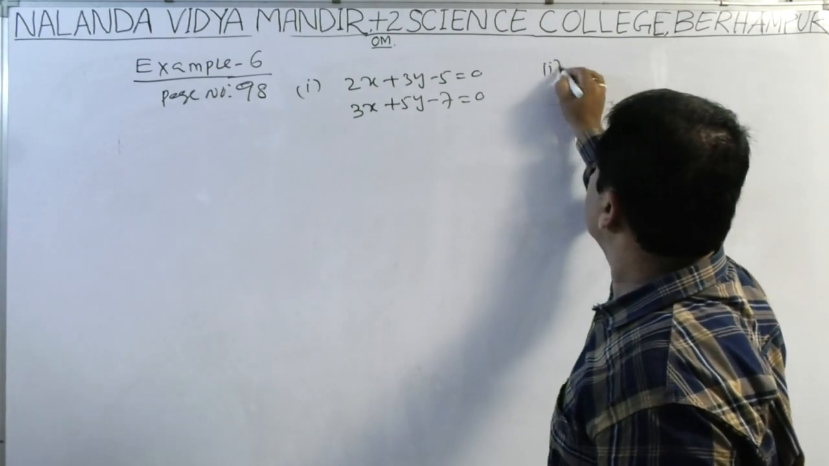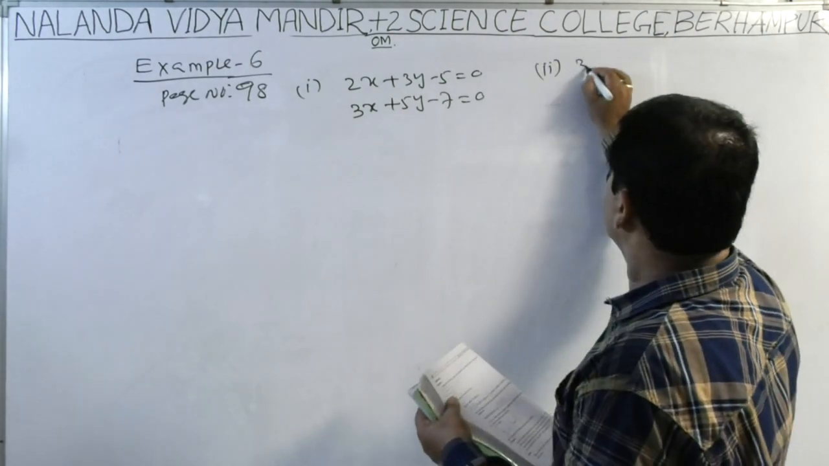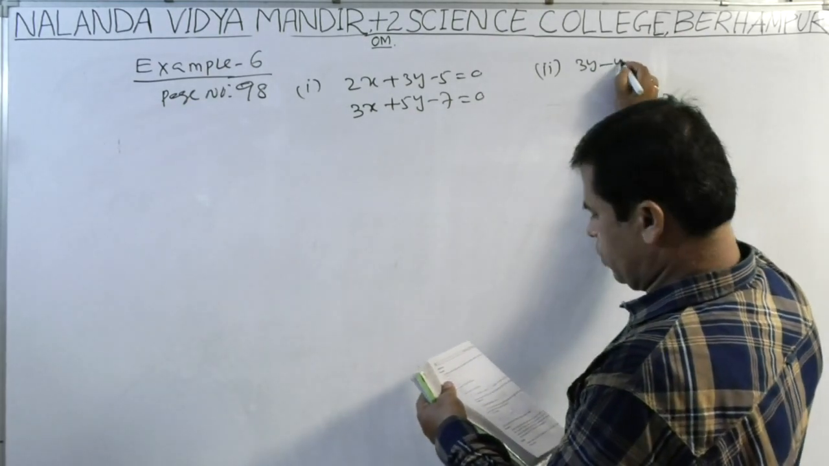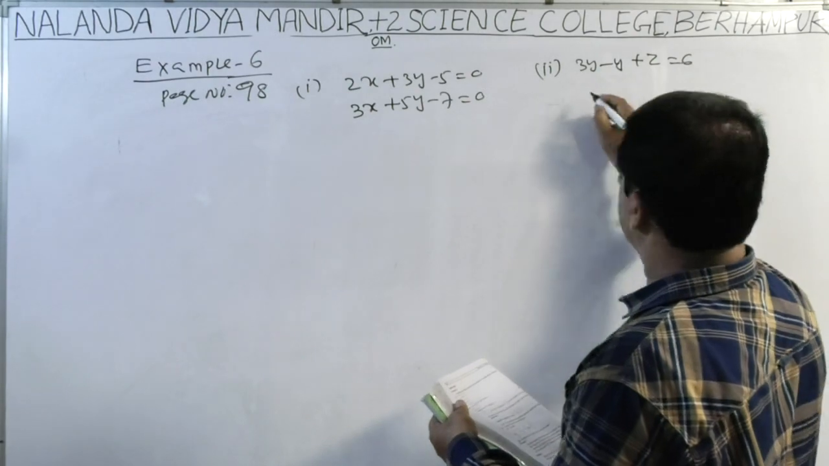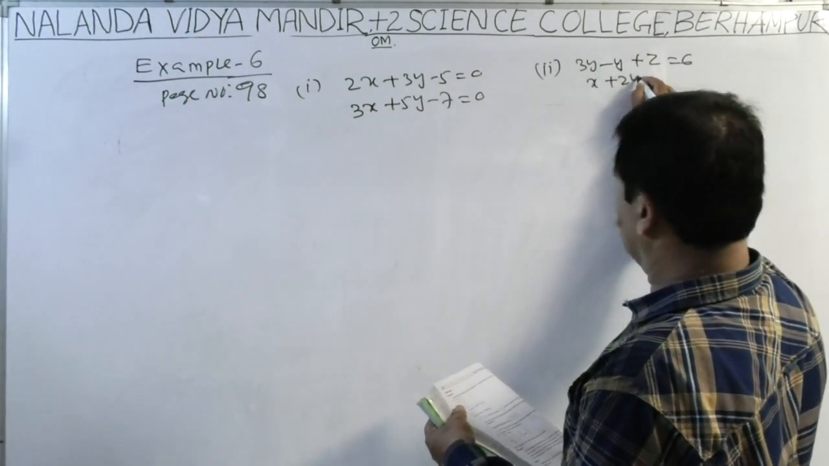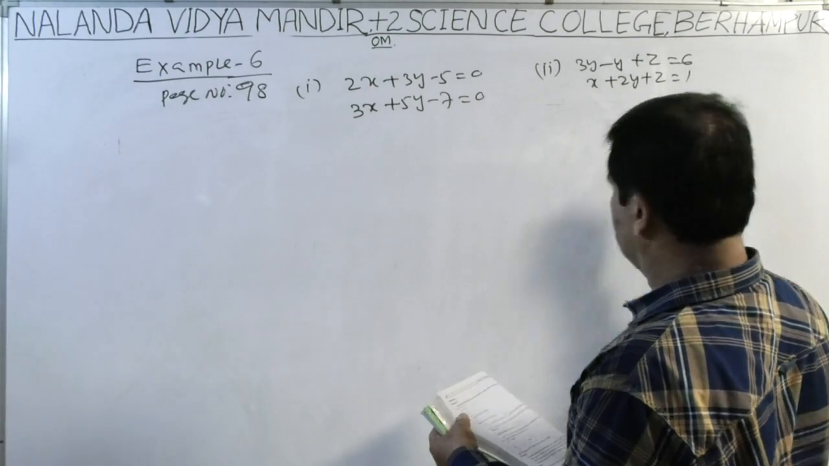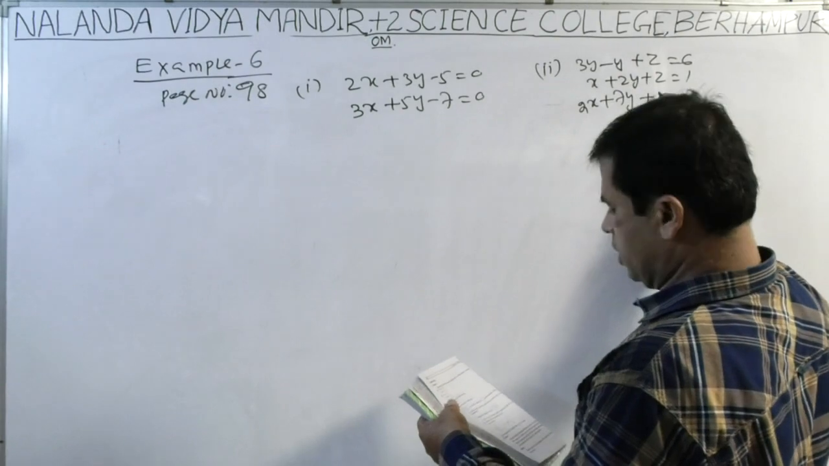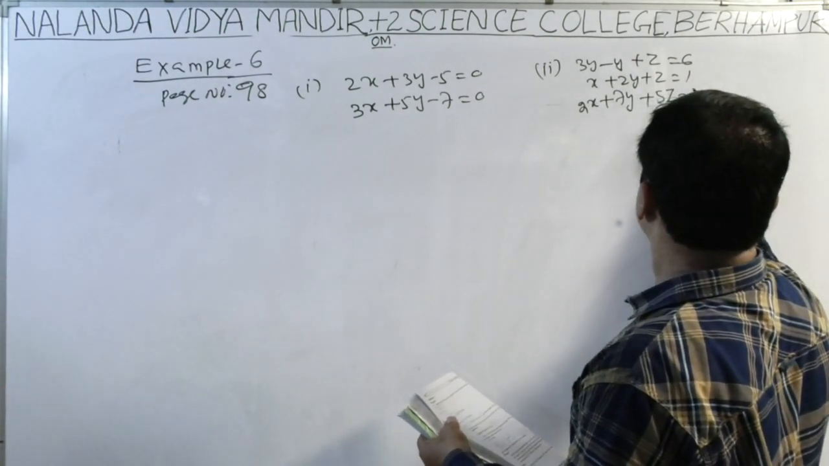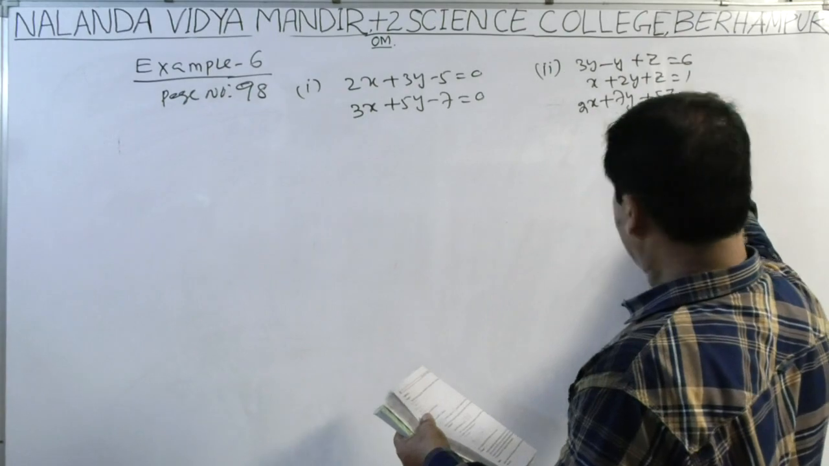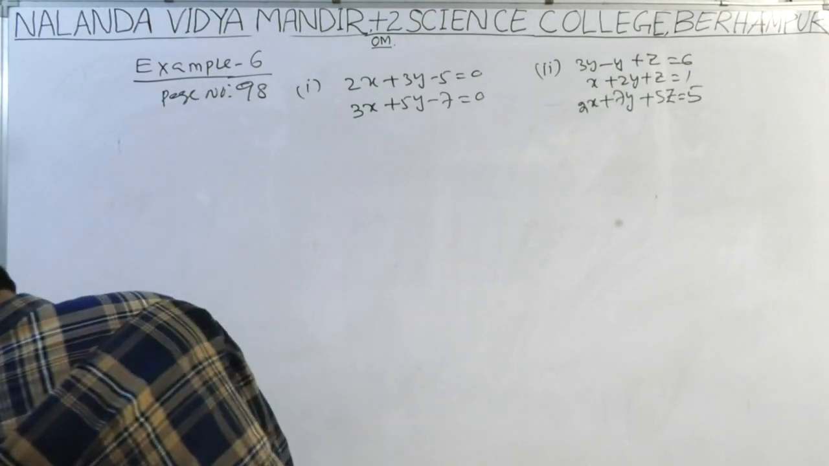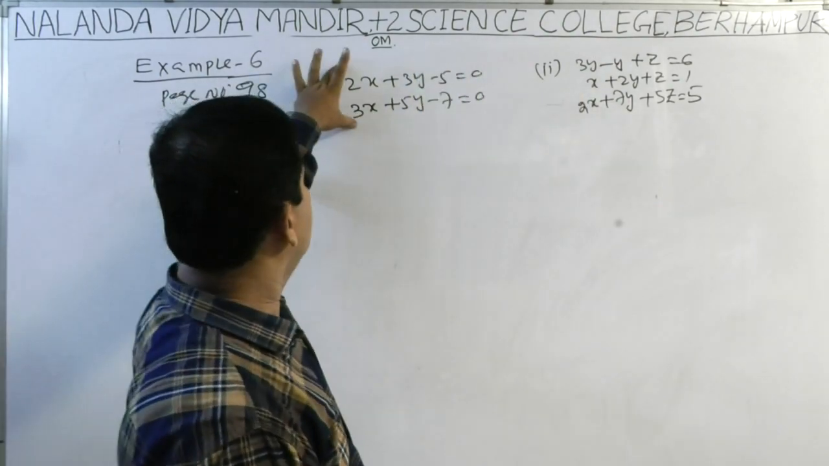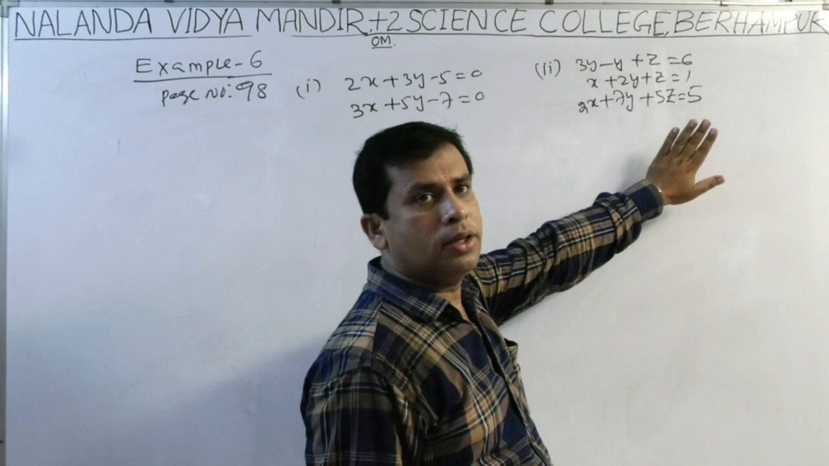And second question is 3x minus y plus z is equal to 6, x plus 2y plus z is equal to 1, then 2x plus 7y plus 5z is equal to 5. These are our linear equations. This is our variable 2, this is our variable 3.